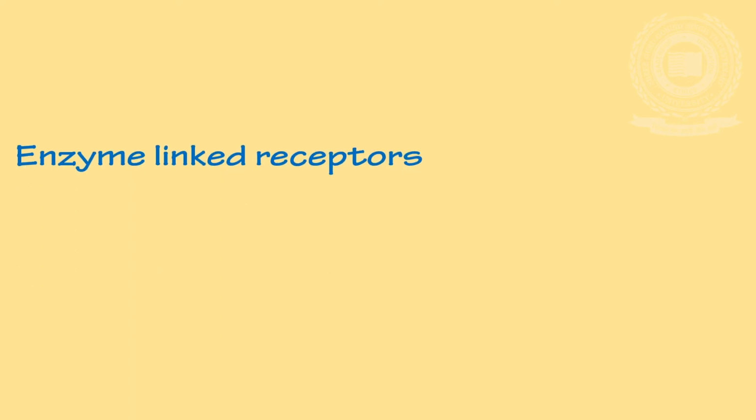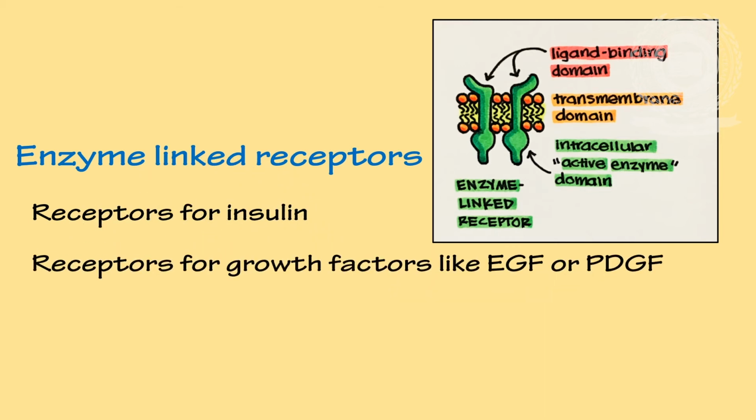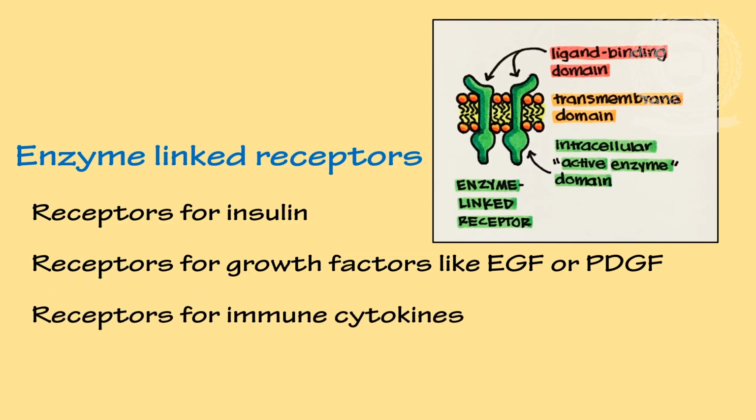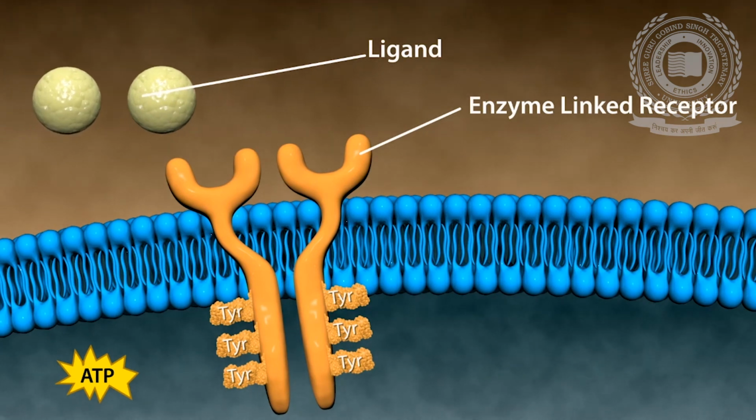Third category of receptors are enzyme-linked receptors. Examples include receptors for insulin, receptors for growth factors like EGF or PDGF, and receptors for immune cytokines. In enzyme-linked receptors, the transmembrane protein of the receptor is an enzyme or closely associated with an enzyme. For example, tyrosine kinase receptor.